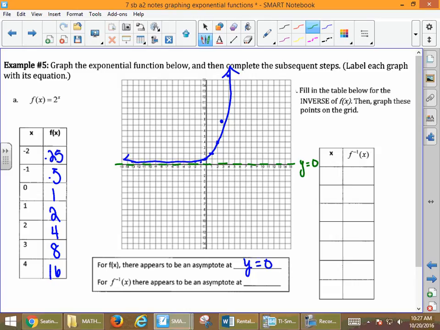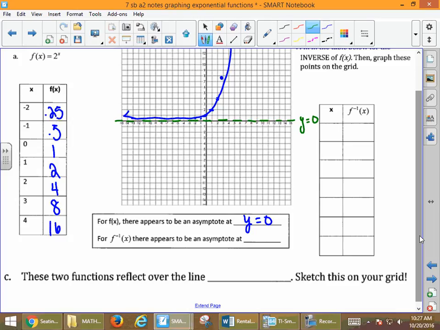Now what we're going to do is take those values that we just found and fill in the table below for the inverse function. And just like we said, for the inverse here, we're going to switch the x and the y. So this point becomes 0.25, -2. We switch. 0.5, -1. 1, 0. 2, 1. 4, 2. 8, 3. 16, 4. We took our original function of 2 to the x, and we switched all of our values, and now we're going to graph those.